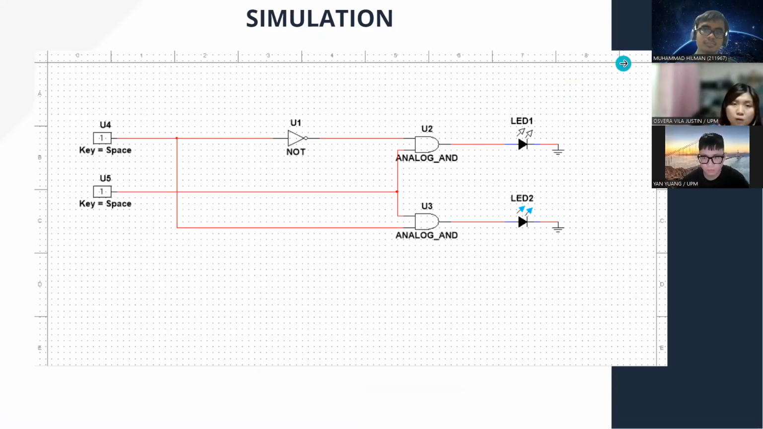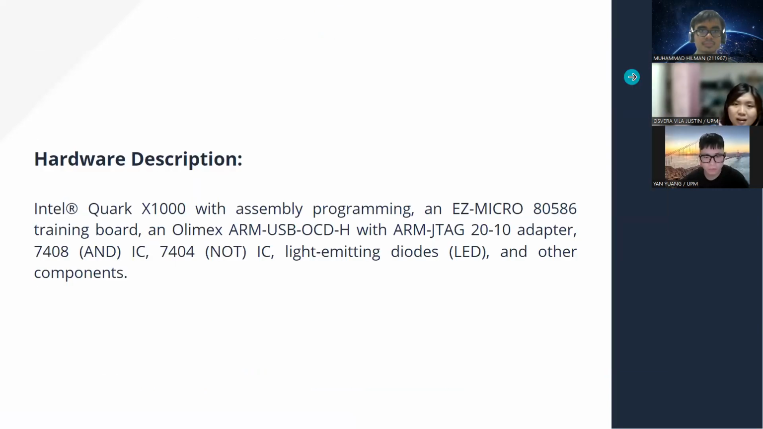So this is our simulation of the project. The input is what we provide, and the LED is to show the output, which is to show whether the light is up or not. And this is the hardware description that we use, which is the Intel Quark X1000 with SMD programming, an EZ Macro 80586 training board, an Olimex ARM USB OCD-H with ARM JTAG 20 adapter, a 7408 AND IC, a 7404 NOT IC, light emitting diodes LED, and other components.